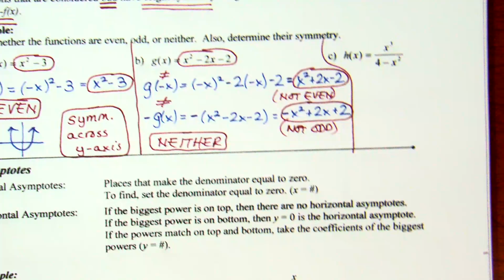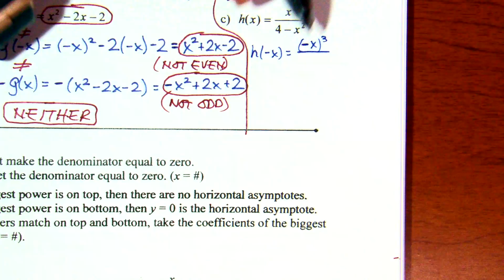Okay, C. Do you remember what we did on these others? If we start not graphically, but algebraically, we're given h of x. First thing we need to find is h of negative x. Every place I see an x, I'm going to replace it with negative x. So I'm going to be doing negative x raised to the third over 4 minus negative x squared.